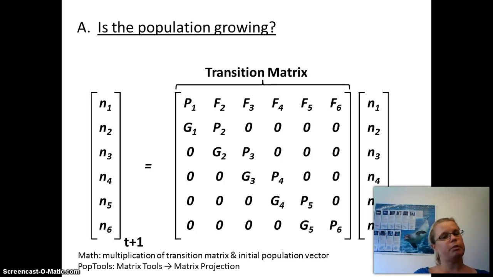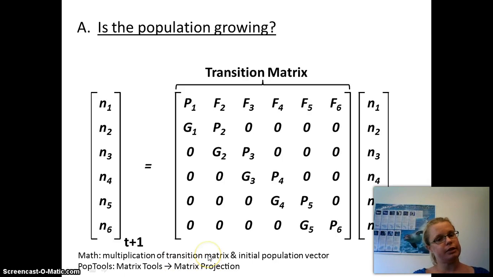So in order to determine whether the population is growing, you really need to multiply this transition matrix by the population vector at time t to get the population vector at time t plus 1. And you can do this pretty easily with matrix multiplication in PopTools under matrix projection.